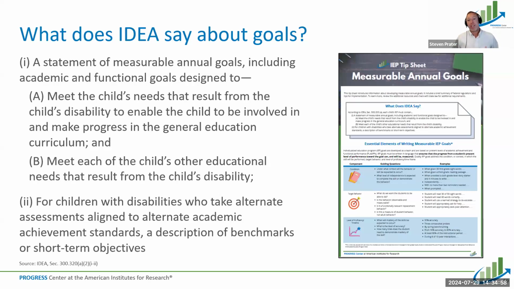So I know some states make all students who have an IEP have benchmarks or short-term objectives, but that's not what IDEA requires. IDEA only requires that for those students who take an alternate assessment. So some states may make you do that, and some states may not make you do that. So just know what the requirements are in your state. It's one of those where the minimum is that children who take the alternate assessment have to have those benchmarks or short-term objectives. Some states make all their students with IEPs have those.